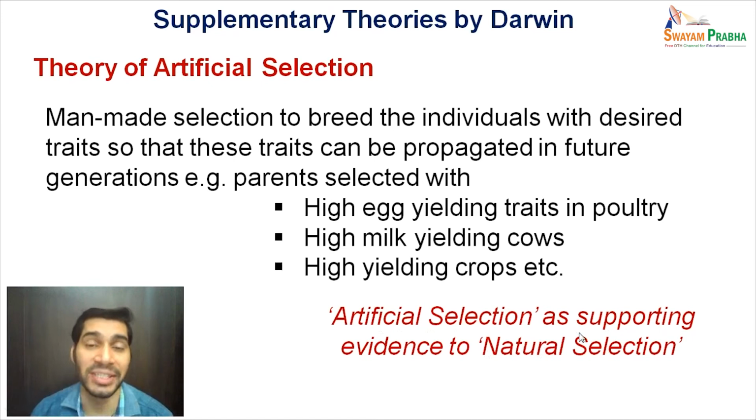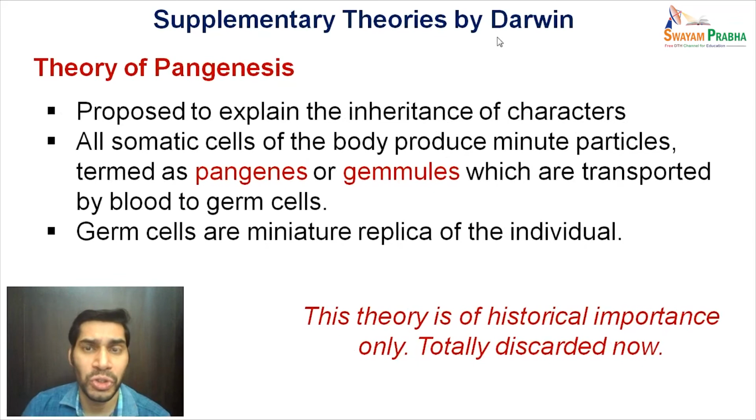Another supplementary theory which Darwin proposed was the theory of pangenesis. Remember, we are just discussing this theory because it has some historical importance as it was proposed by Darwin, but it is totally discarded now based on present day knowledge. It was proposed by Darwin to explain the inheritance of characters.